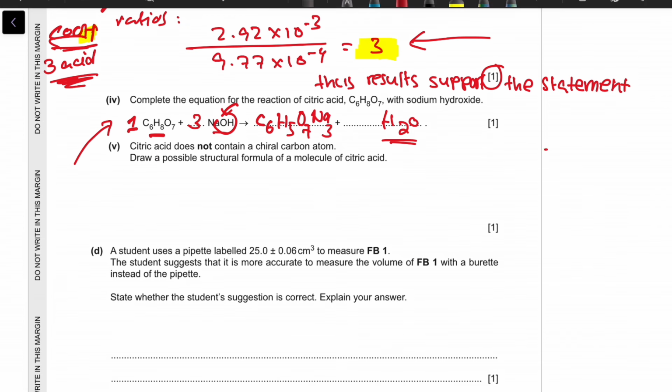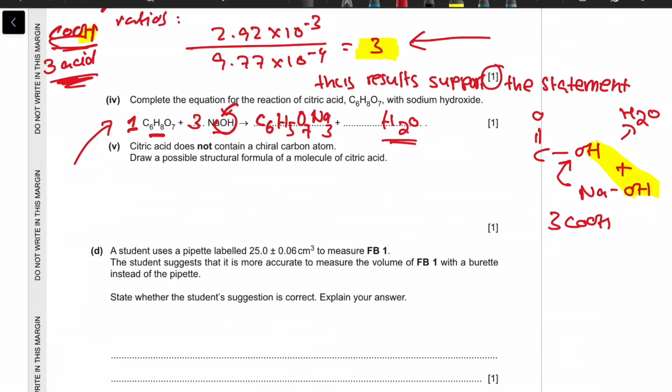So just to look at it from here, you'll have COOH, and then NaOH. So really, these two will be eliminated. Instead, the Na, the sodium, will bond to the oxygen, and these two form our water. And then this would happen in 3 different spaces because we have a triprotic acid with 3 COOH groups. It then says the citric acid does not contain a chiral carbon atom.